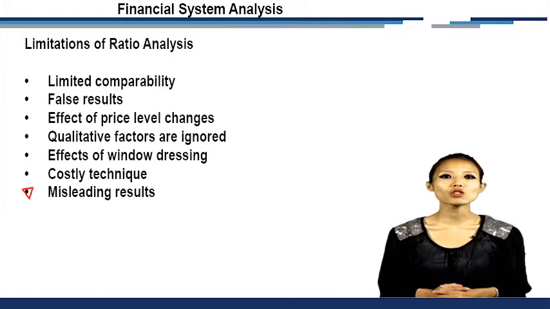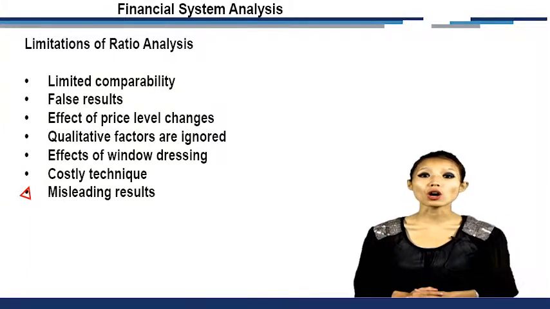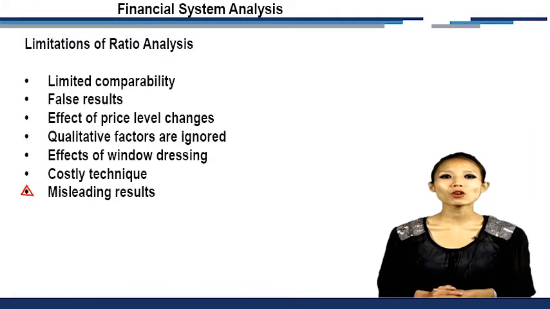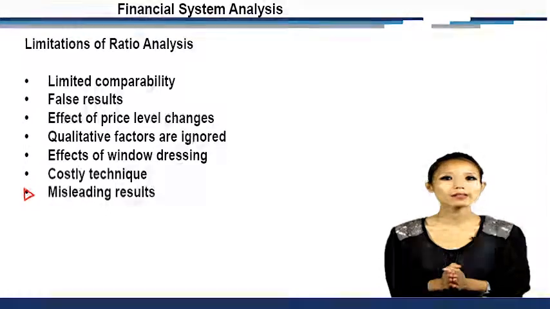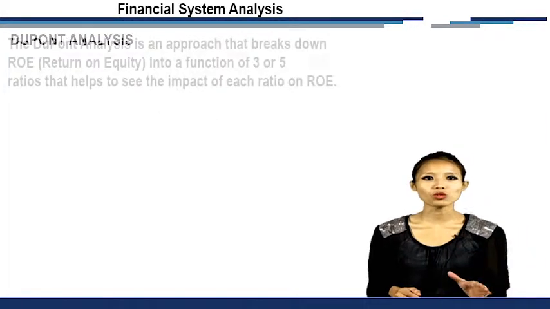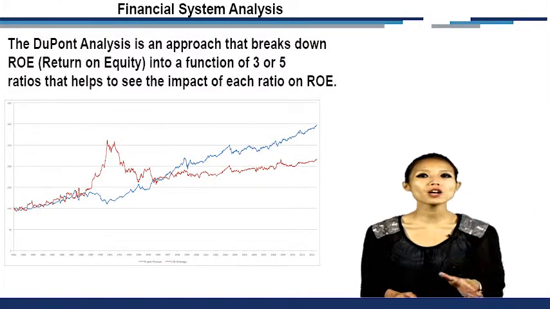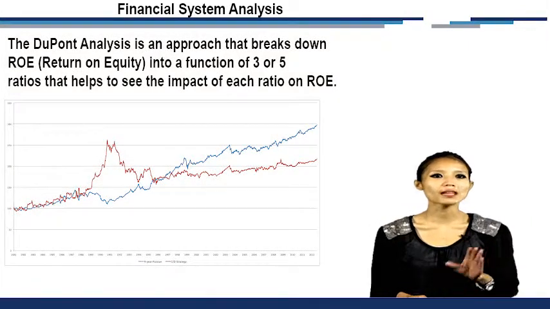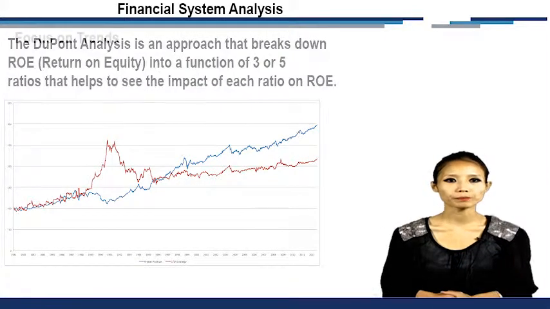Absence of standard universally accepted terminology. There are no standard ratios which are universally accepted for comparison purposes. As such, the significance of ratio analysis technique is reduced. The DuPont analysis is an approach that breaks down ROE, return on equity, into a function of 3 or 5 ratios that helps to see the impact of each ratio on ROE.